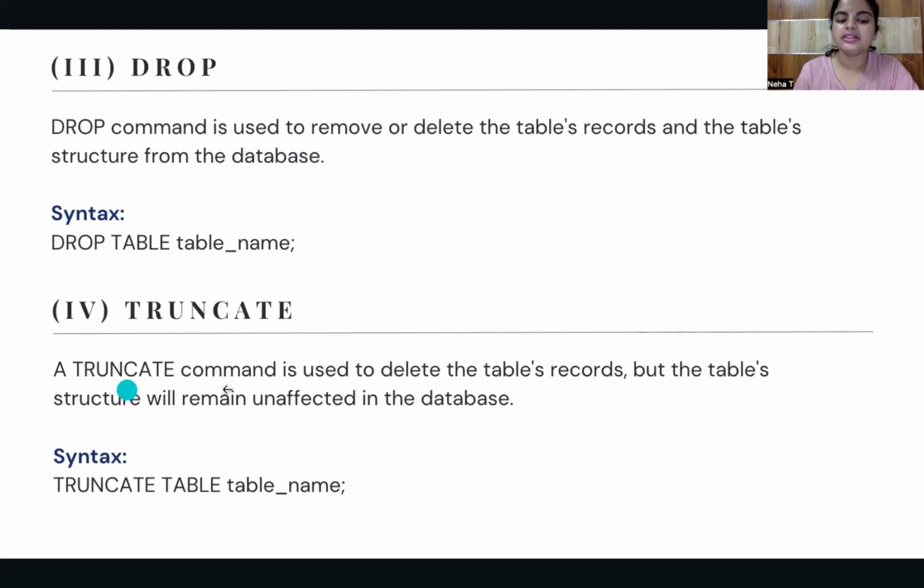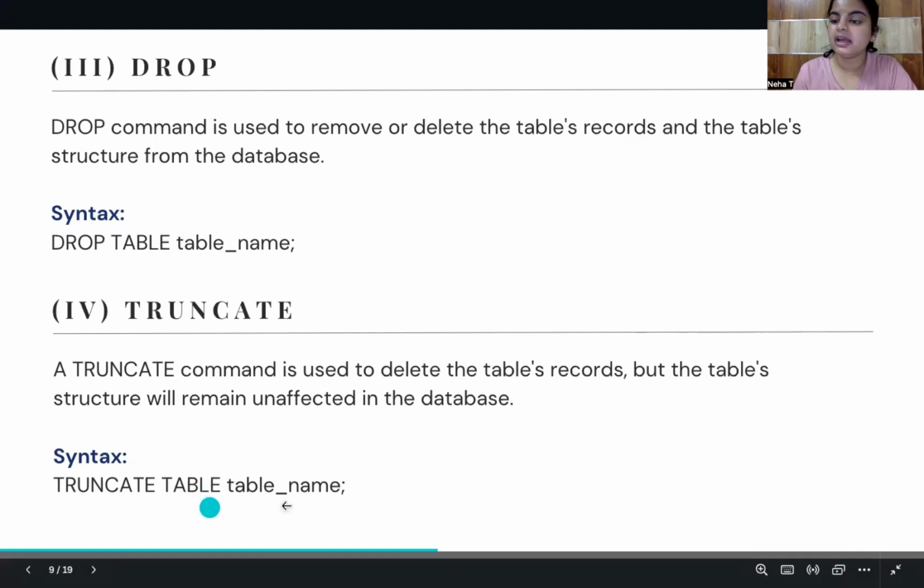Now, a TRUNCATE command is used to delete the table's records, but the table structure will remain unaffected in the database. So DROP will delete the table itself, and TRUNCATE will delete only the table's records. The structure of the table will still be in the database. So that is the use of TRUNCATE. So TRUNCATE TABLE and the table name will be given here.